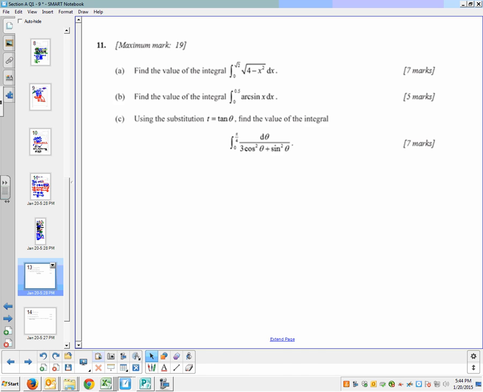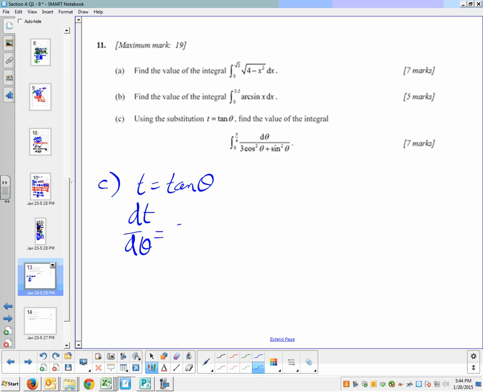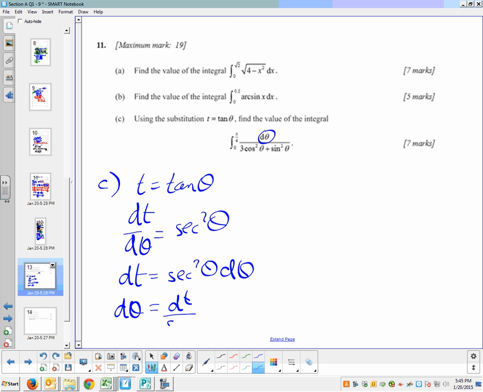So, part C. Using the substitution t is tan theta to find that value of that integral. So, the first thing is to differentiate: dt by d theta is equal to sec squared theta. So dt is equal to sec squared theta d theta. That's not going to be much use to us though, because I'm going to want to replace d theta. So I get d theta is equal to dt over sec squared theta. Well, sec squared in the first place is 1 over cos squared.